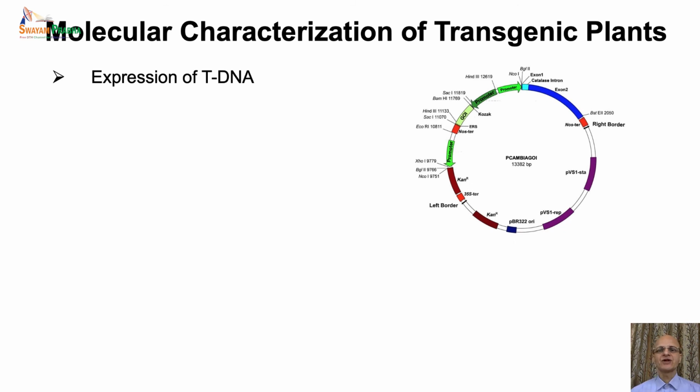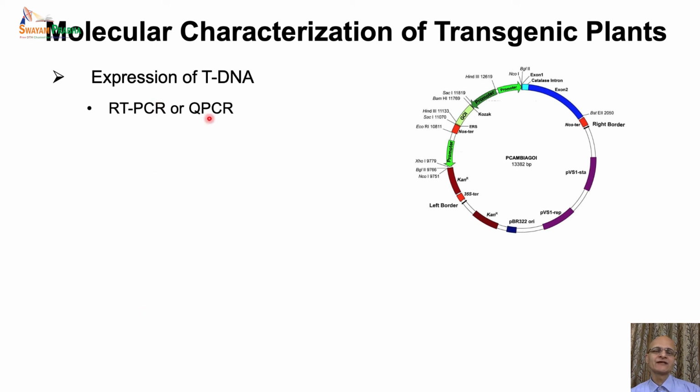After the confirmation of the integration, the next step is to check if the gene is expressing or not. Integration of the tDNA in the plant genome does not ensure that the gene will certainly express. The location of the integration in the genome may affect the expression of the genes present on the tDNA. Sometimes the tDNA may be integrated into the heterochromatin region where the expression is almost negligible, or it may be integrated close to a repressor that will not let it express. And therefore, we need to validate the expression.